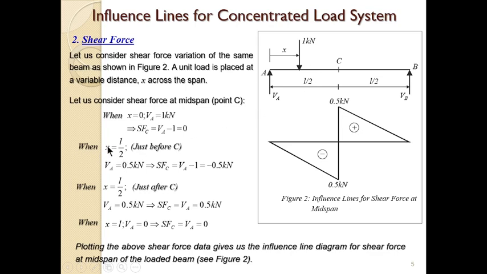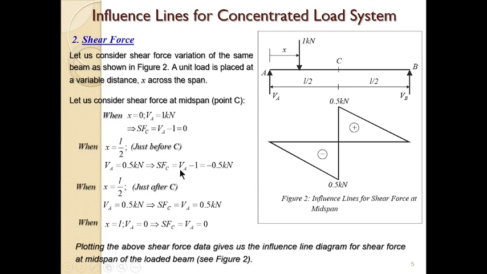So let's say when x equal to L over 2, that means when this 1 kilonewton load is at point C. Okay, the first one is when it's just before point C. When it is just before point C, that means you will consider the 1 kilonewton load. So when that happens, what will be our reaction of VA? VA will be 0.5. So the load 1 kilonewton is at midspan, halfway between VA and VB. So VA will be 0.5. You can use the equilibrium principle to analyze that.